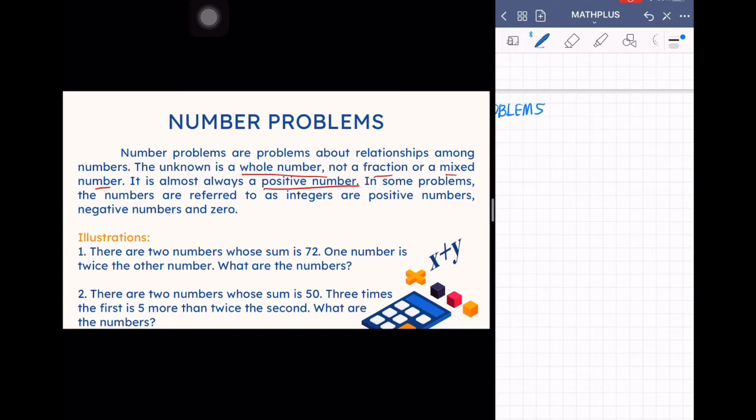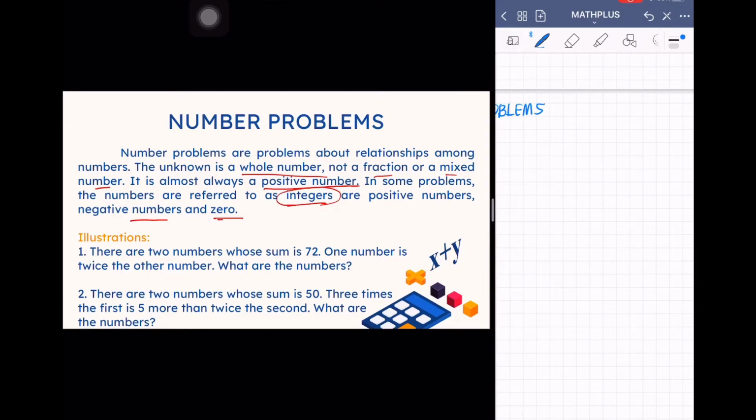In some problems, the numbers are referred to as integers, which are positive numbers, negative numbers, and zero. So generally, it would be an integer. It could also be a negative number. It could be zero. It could be a positive number, as long as these are not fractions, these are not decimal numbers, okay?